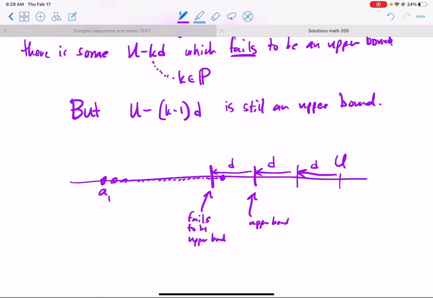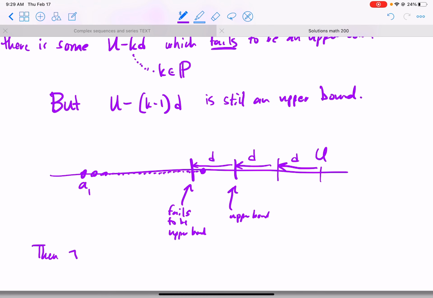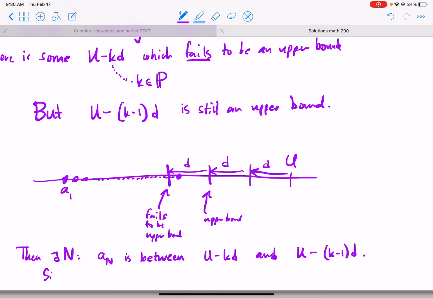Well, that means that there exists an n such that a sub little n is between u minus kd and u minus k minus 1 d. Since u minus k minus 1 d is still an upper bound, I want to say that all the a sub n's now are in this little range of d.